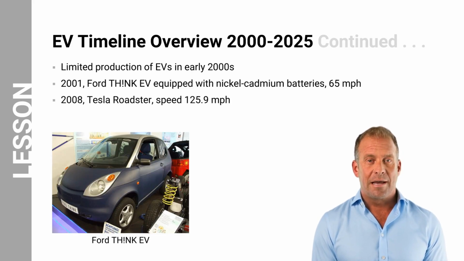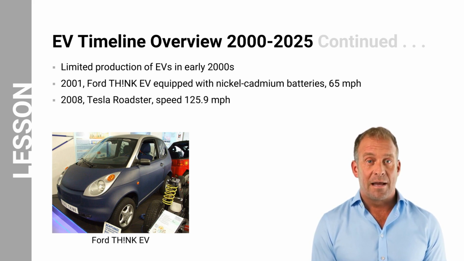Let us now look at the EV journey from 2000 until 2025 in more detail. In the early 2000s, the production of EVs was limited compared to today's standards. During that time, several EV models with varying capabilities were introduced. In 2001, Ford introduced the SYN-EV, which was equipped with nickel-cadmium batteries. These rechargeable batteries use nickel oxide hydroxide and metallic cadmium as active materials. The SYN-EV had a top speed of 65 miles per hour.